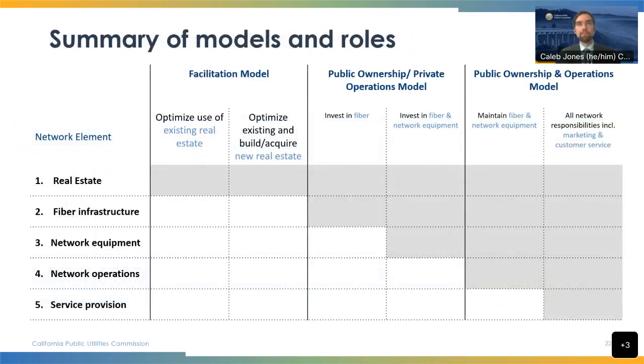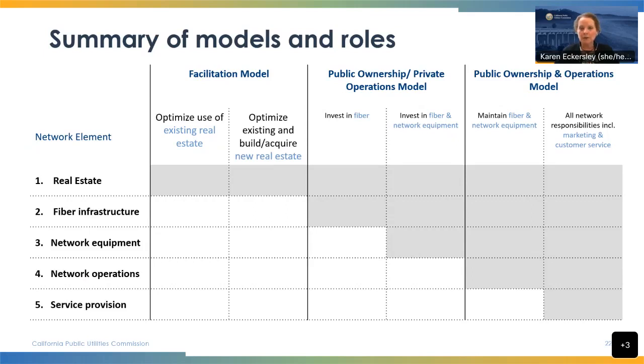This is another way of visualizing the same framework, which we'll go into more detail in a future seminar. What we're showing on this slide are the responsibilities on the left-hand side: real estate, fiber infrastructure, network equipment, operations, and service provision. Along the top are the three models we have been discussing. The gray shaded areas are which entity is responsible for which area of operation.